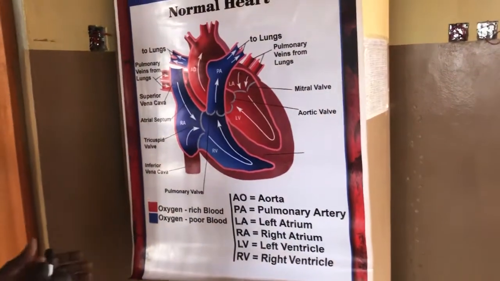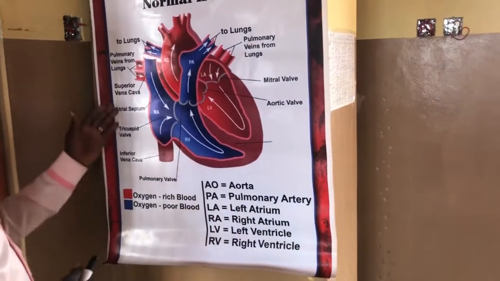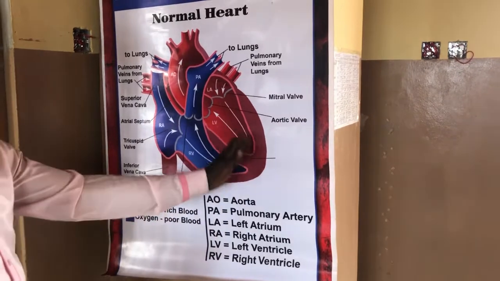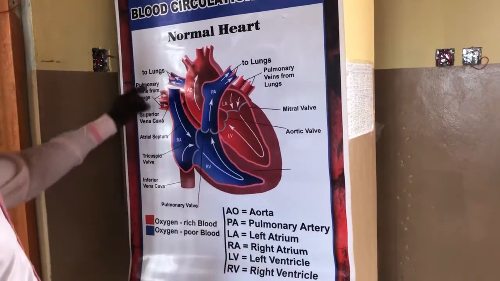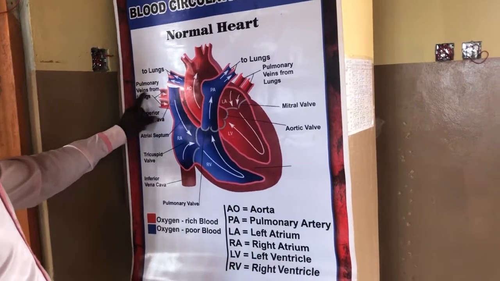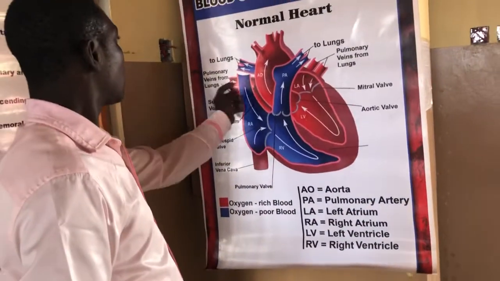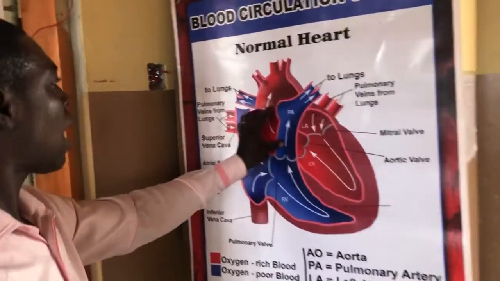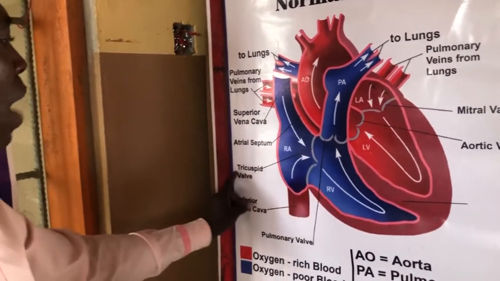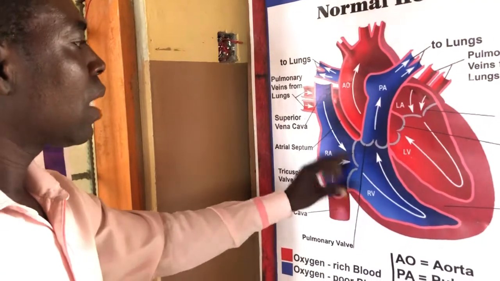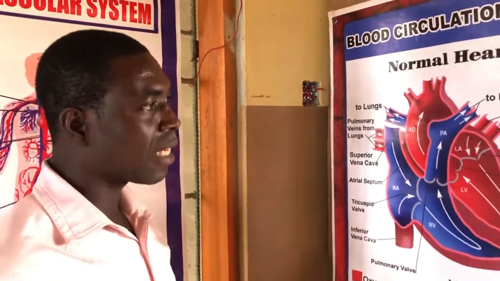We have the atrium, both the right and the left atrium. And we also have the ventricles, which are situated at this region. So we have the pulmonary veins from the lungs, this portion moving into the heart chamber. We have the vena cava here. We also have the tricuspid valve. The valve here, the function of the valve is to prevent the backflow of blood.